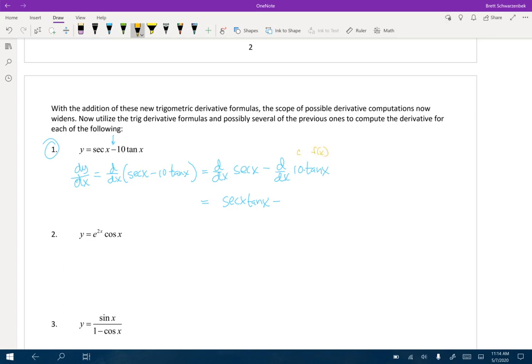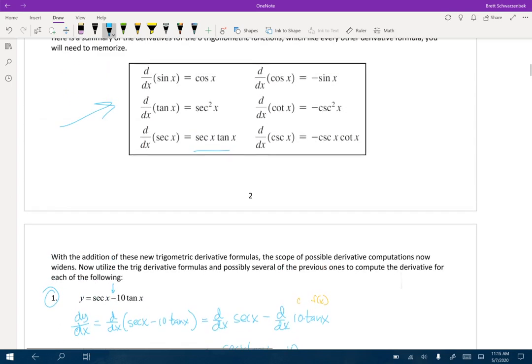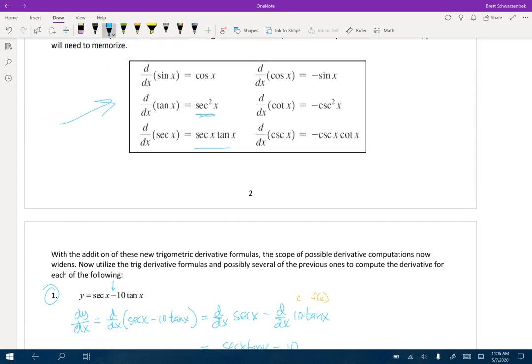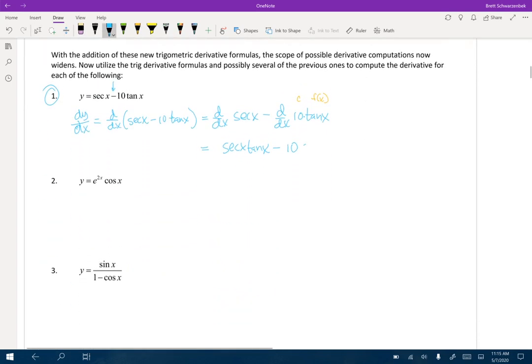Therefore, what do you do? You take the constant, it comes along for the ride, and you take the derivative of tangent. The derivative of tangent is right here. It is secant squared, which means the derivative of this function is simply just secant x tangent x minus 10 secant squared x.